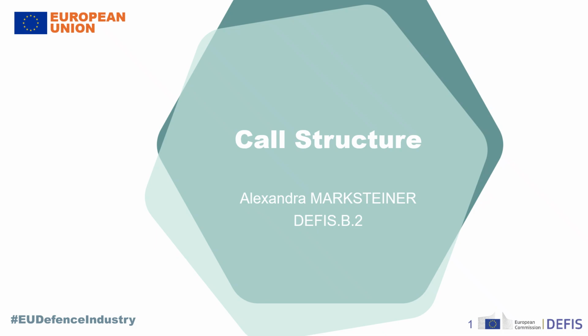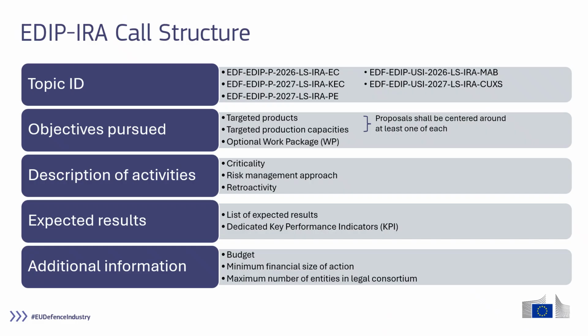Now, the work program acts as the primary reference document for all those seeking to submit a proposal to receive EDIP funding. It outlines the call that will be further detailed in each call document. Nevertheless, the work program already provides you with much of the content contained in each call. In the work program, all IRA calls are divided into 4 sections: objectives pursued, description of activities, expected results, and additional information. We will go through each of these individually.